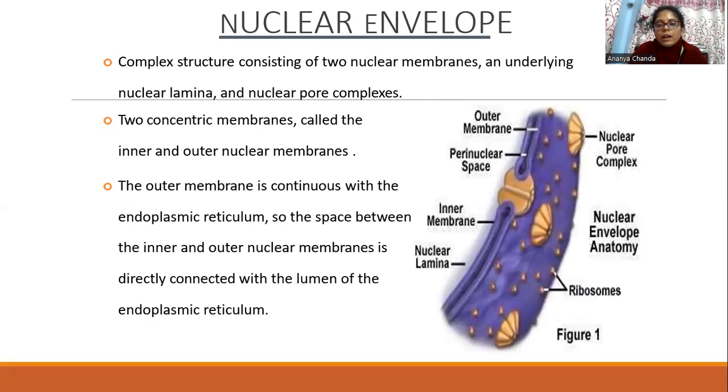Next comes the nuclear envelope. This envelope is situated outside the nucleolus, or the nucleus, and it has a nuclear pore complex. There are two concentric membranes, the outer membrane and the inner membrane.